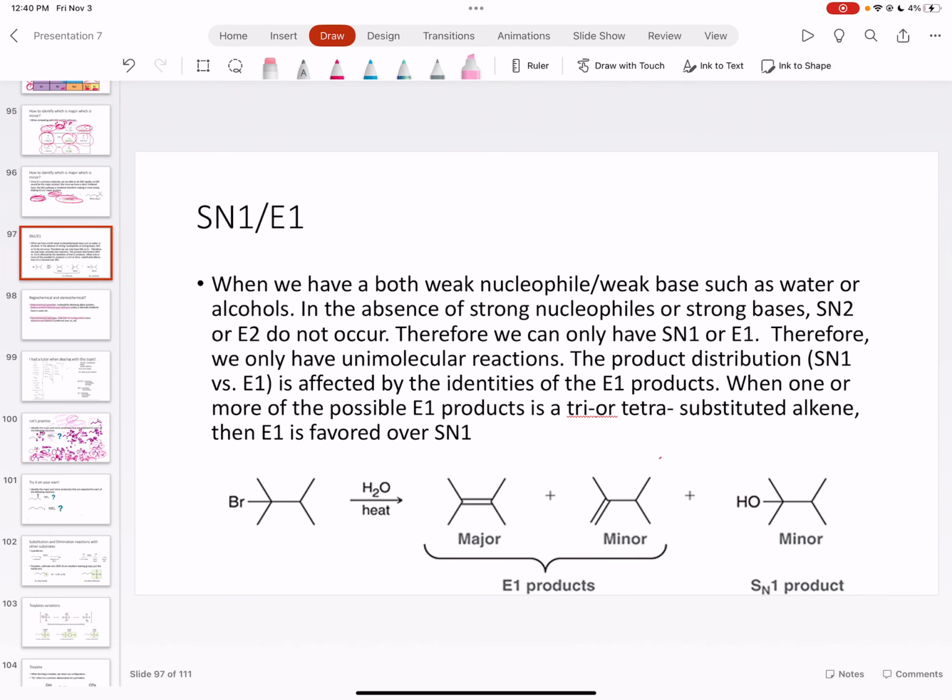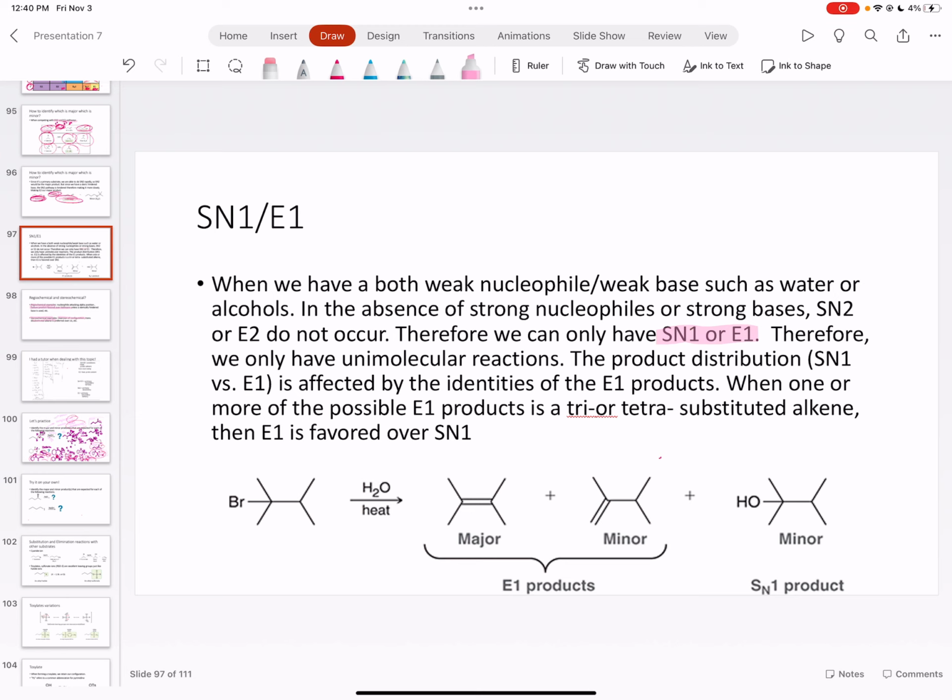So, SN1 and E1. When we have both a weak nucleophile and a weak base, such as water or alcohols, in the absence of strong nucleophiles or strong bases, SN2 and E2 do not occur. That means that when we don't have a negative charge in our reagent, SN2 and E2 cannot happen. Therefore, we can only have things like SN1 or E1. Therefore, we only have unimolecular reactions, in other words, SN1 or E1.